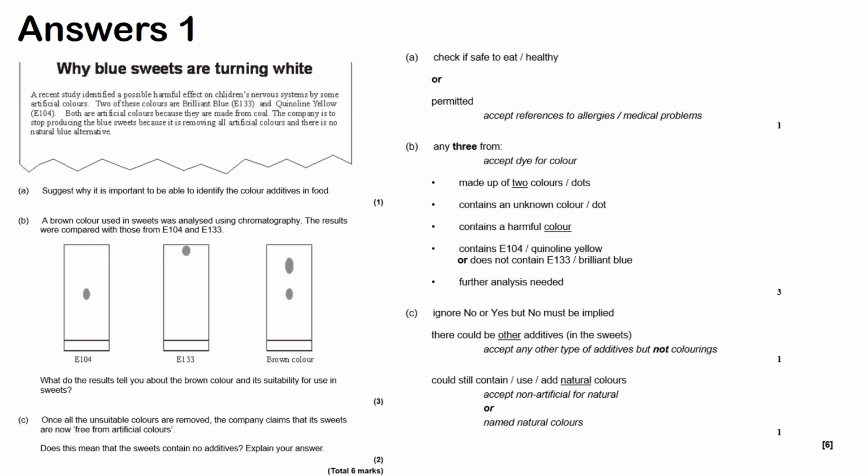And the second thing is that they've said that it's free from artificial colours. So it might actually contain additional colours, but those might be natural, so they might come from nature rather than being artificial. So two things there. It could contain any number of other types of additives, and it could also contain different colours as long as those colours are natural. Okay, so give yourself a mark out of 6 for that one.